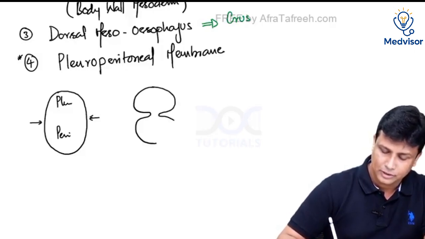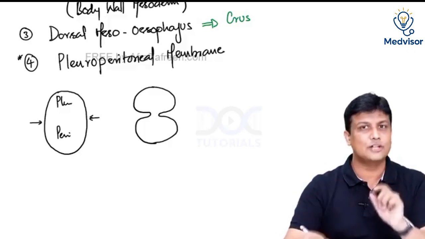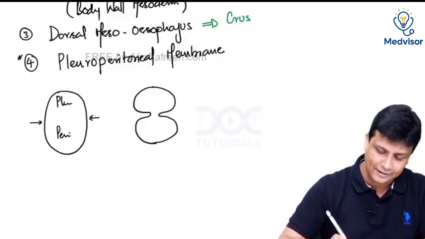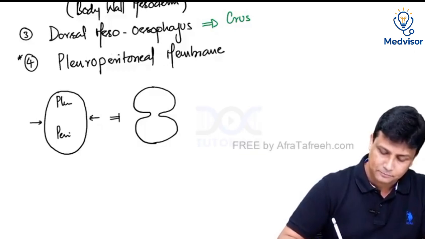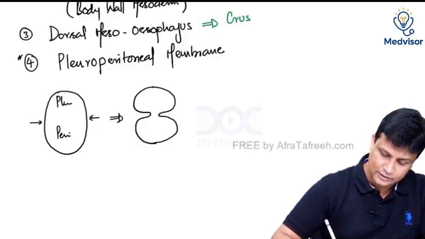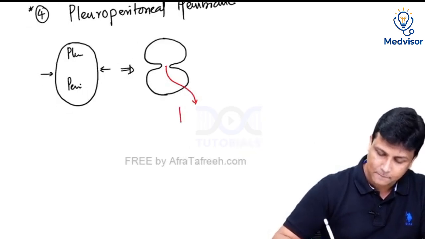So between the pleural cavity and the peritoneal cavity, because of that invagination, what is going to happen? Only a canal is there. And that canal is actually referred to as the pleuroperitoneal canal. Let me write it down here. This one will be the pleuroperitoneal canal.